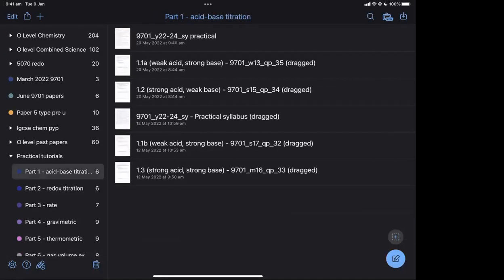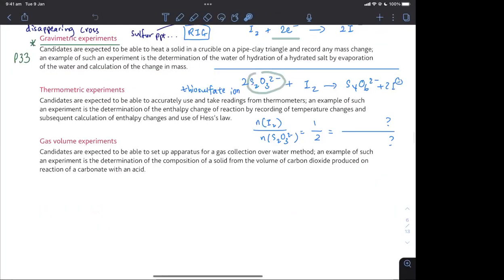Okay, I don't have much time, but let me just very quickly tell you about gas volume collection. Gas volume collection is definitely an important one as well. If you have never done this, if you have never seen this before, please watch the video. This is on gas collection. If this comes out and you've never done it before, you are quite screwed in the exam.